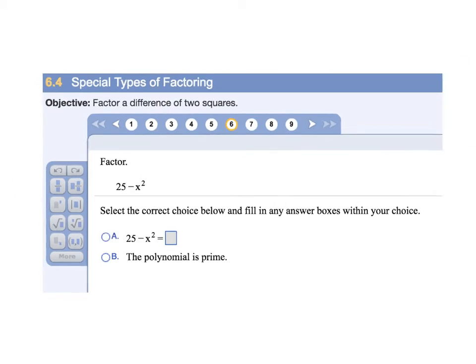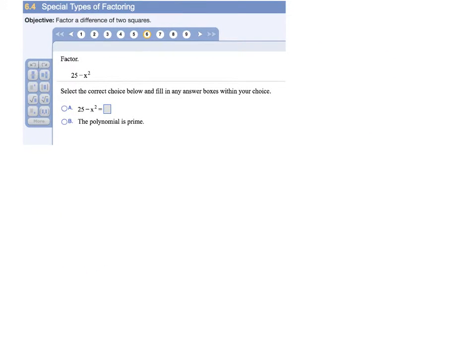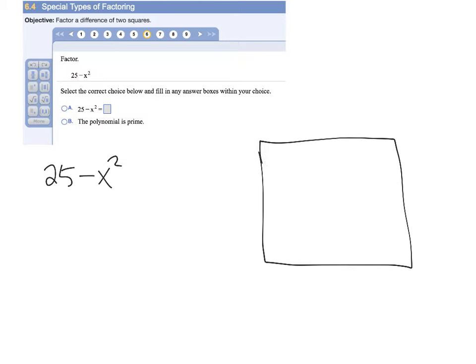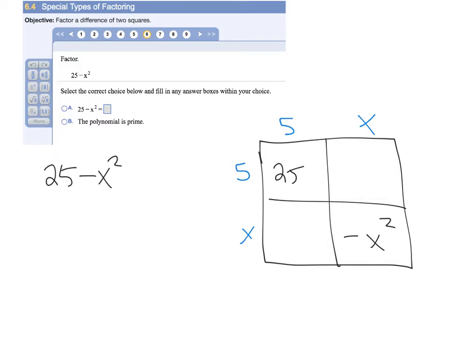This is the exact same as that previous problem, actually just smaller numbers, so it's easier. 25 minus x squared. So our box, we know we have 25 here, we have a negative x squared here. Because we're dealing with squares, 5 and 5, x and x.